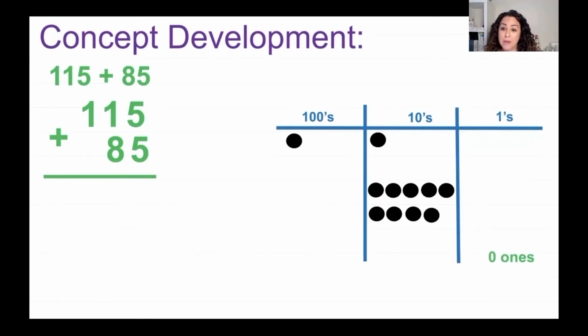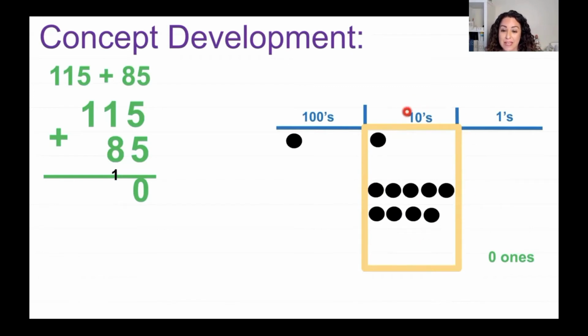So how do we write that in our algorithm? Well, I have 5 plus 5, and I have 0 in my ones, so I'm going to write the 0 in my ones. And then I have a new group of 10, so I'm going to put my new group below, right there on the line. And there it is. So now I'm ready to look at my tens.